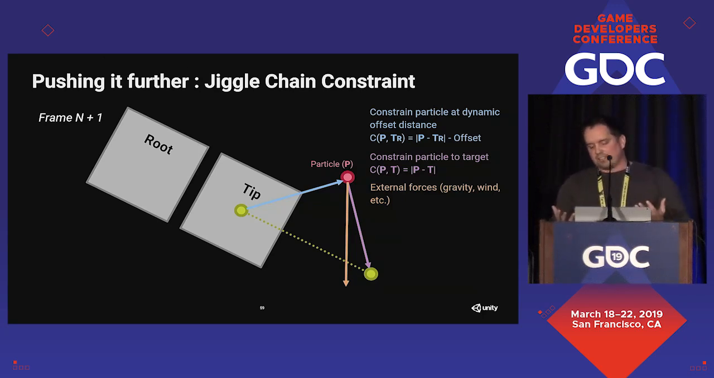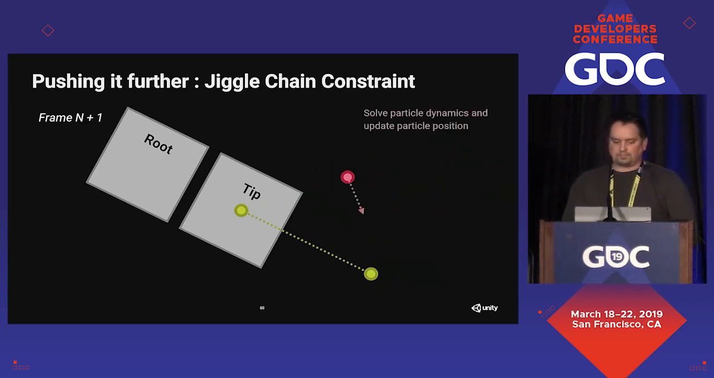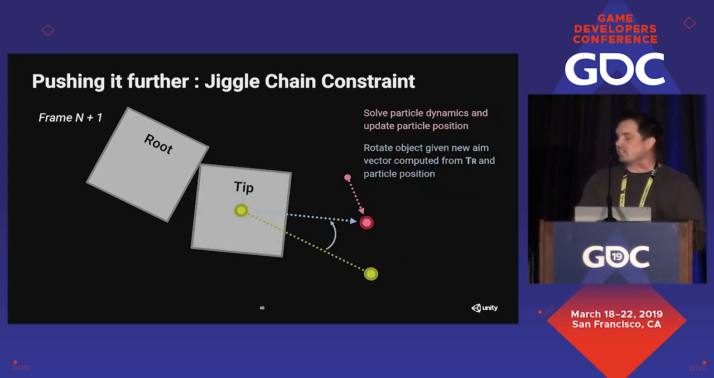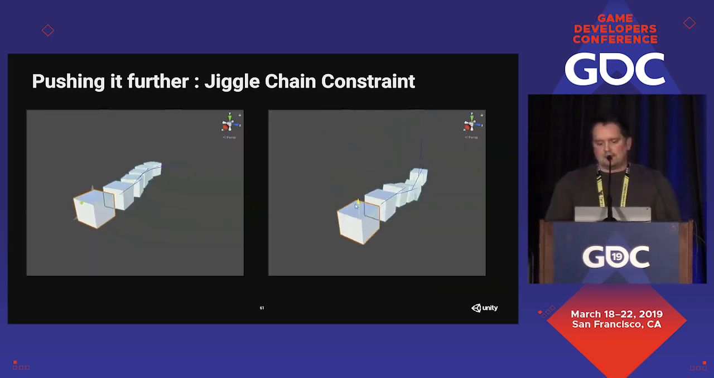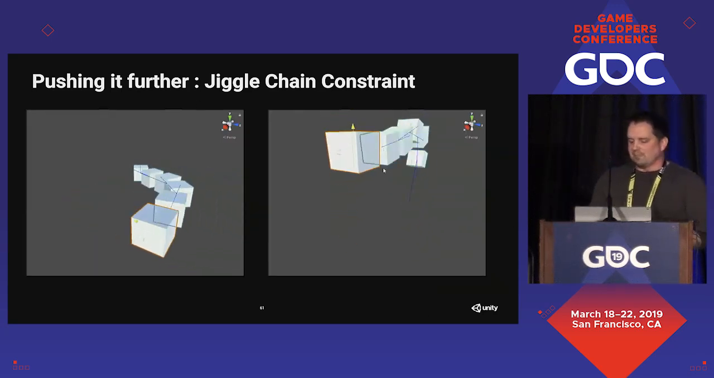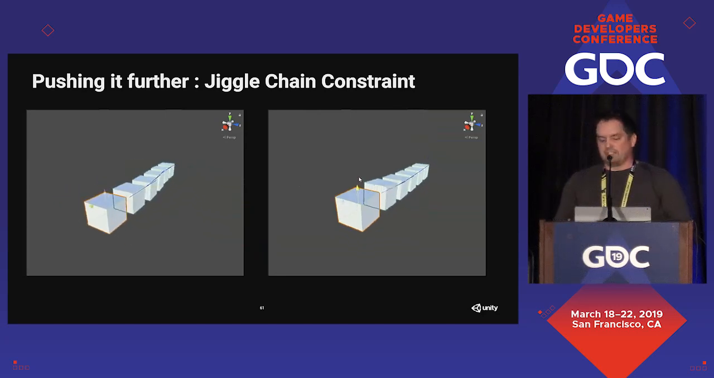So now that we've gathered all forces acting on our particle, we can perform a simulation step to displace the particle to a new position. From this new position, we'll be able to compute a new aim vector from the target root. And using this vector, we can compute the delta rotation we need to apply to our object in order to respect the current configuration. So applying the same logic to the rest of the elements of the chain gives us the original wanted behavior.